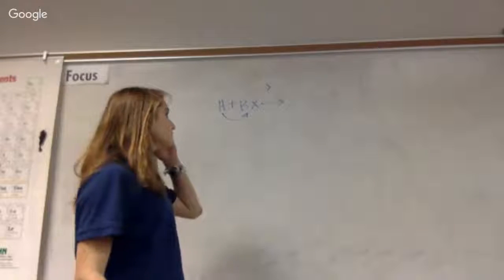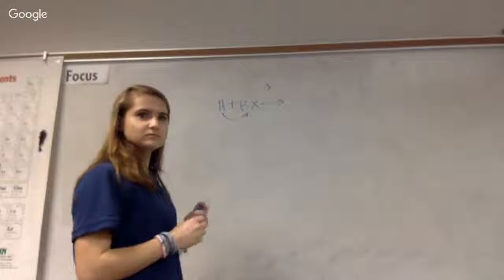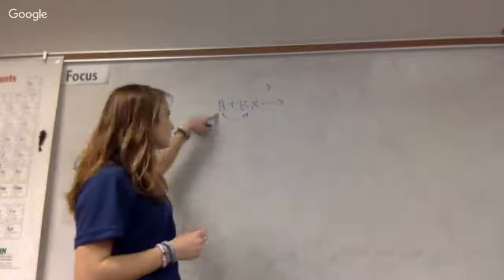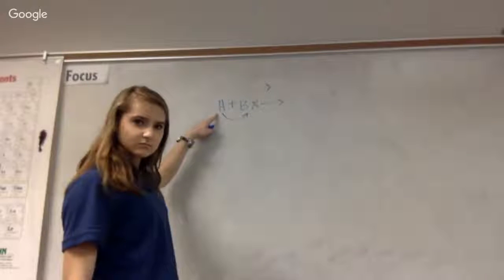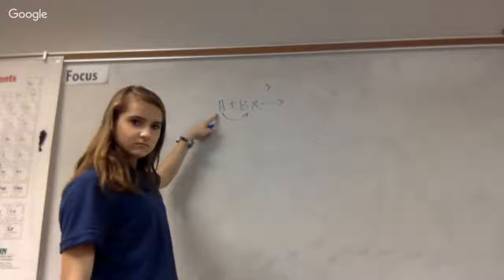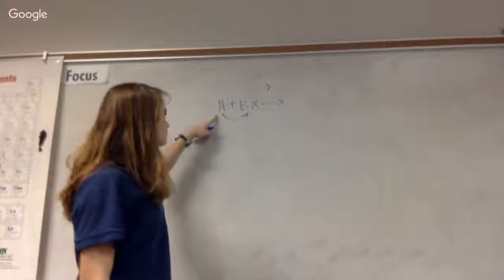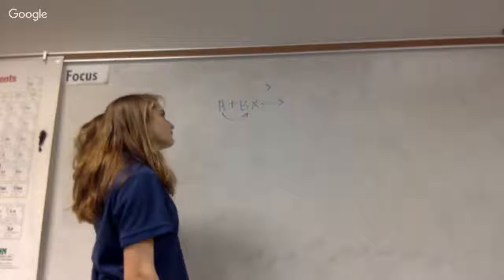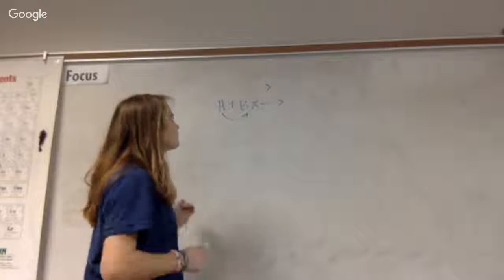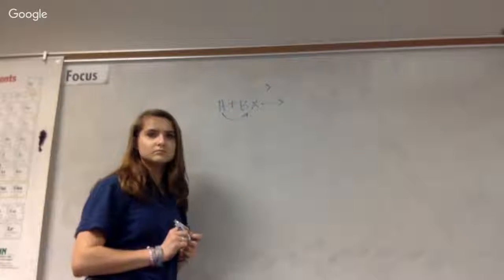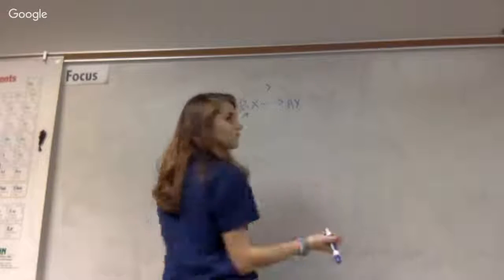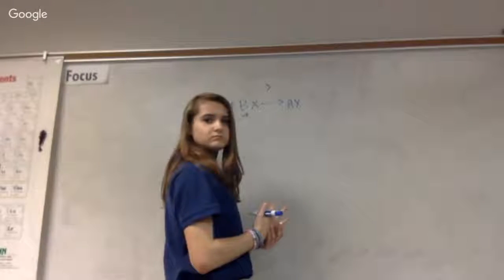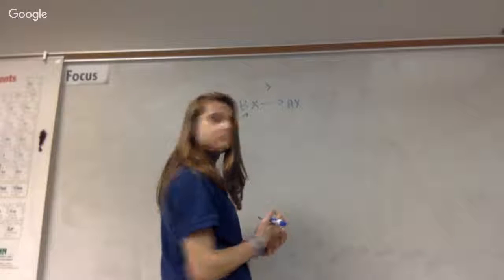Okay. So what a single replacement is where a single thing, put your finger on the A, comes in and knocks its similar element off. So let's say A is a positive ion, it's going to knock the positive ion off of the X. So that B gets knocked off. And what happens is the A takes the place of the B. So on the other side, can you write AX plus B?